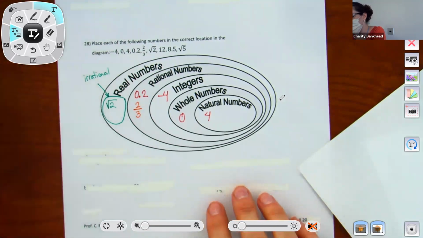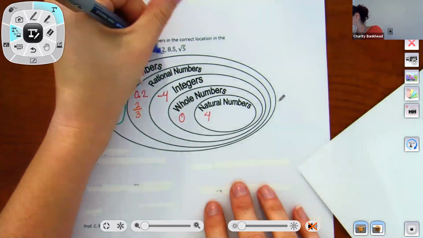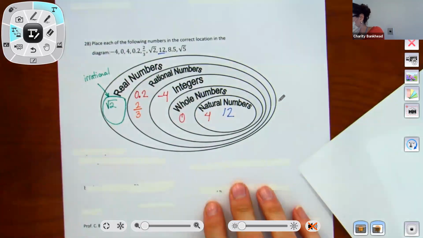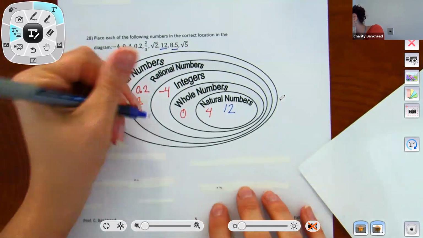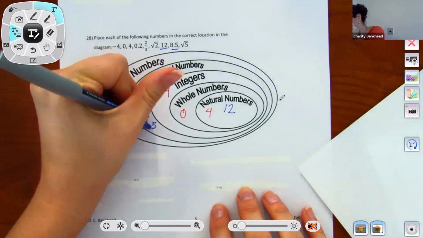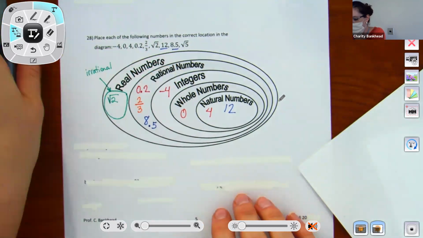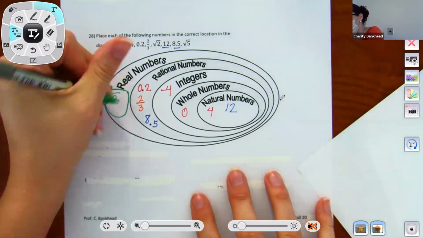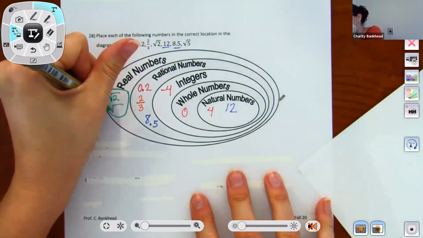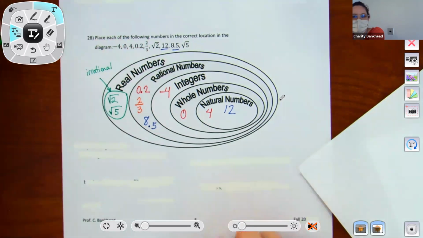So 12, that's a natural number, so we just put it in there. 8.5 is a rational number, but not an integer. And then the square root of 5 is a real number, but it's not a rational number. So that could also be described as an irrational number. Okay. Any questions about that?